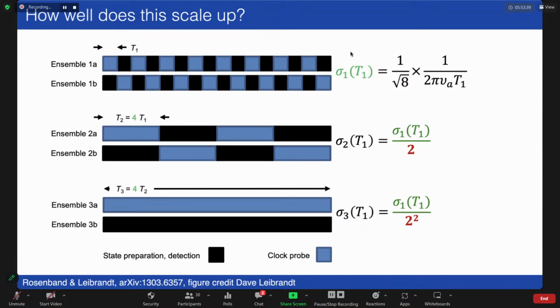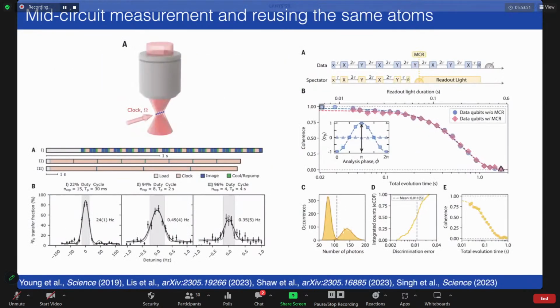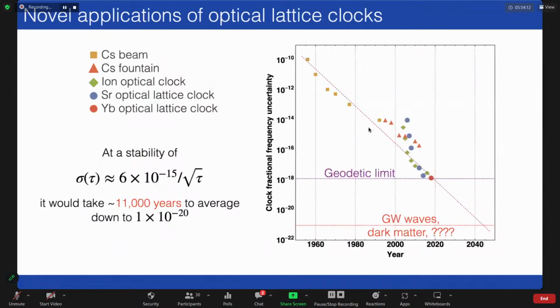This is not something we can achieve yet, because once we've done a Ramsey sequence, we just store our atoms until the end and we read them all out at the end. This would require being able to read them out in the middle, which requires mid-circuit measurement. And that's the kind of thing that's now being done, as we heard about in Hannes's very nice talk, in some of these tweezer experiments. So I think it's very promising to think about continuing to combine some of these techniques from these tweezer experiments that we heard about from Misha and Hannes with some of these clock techniques in order to keep pushing the performance.